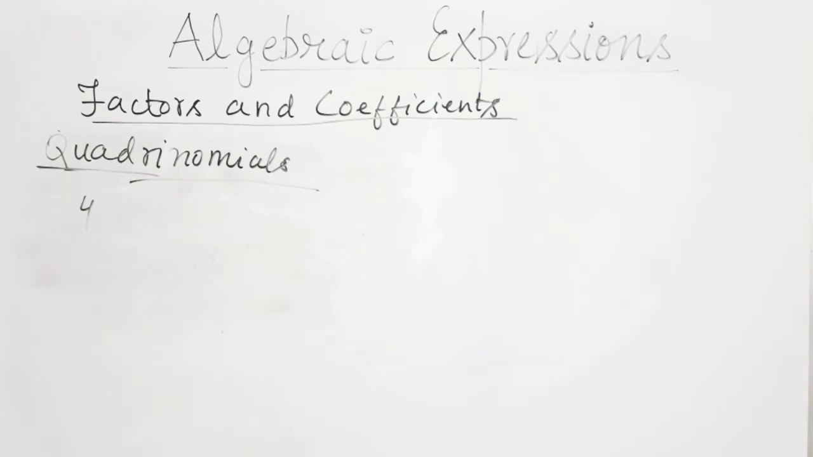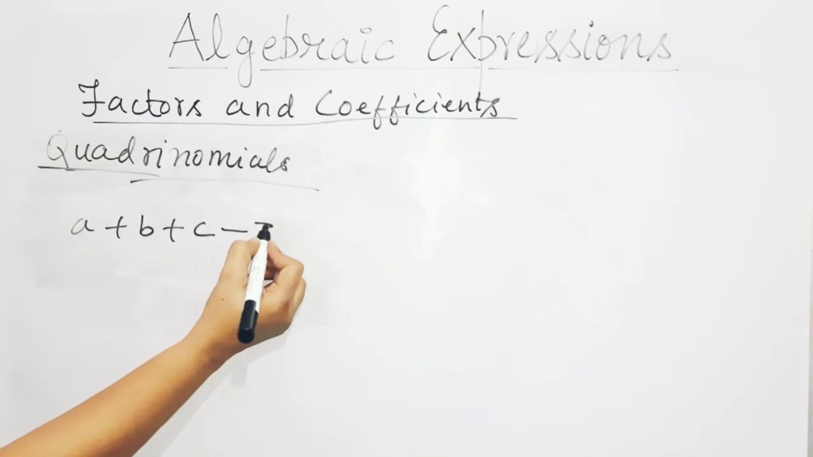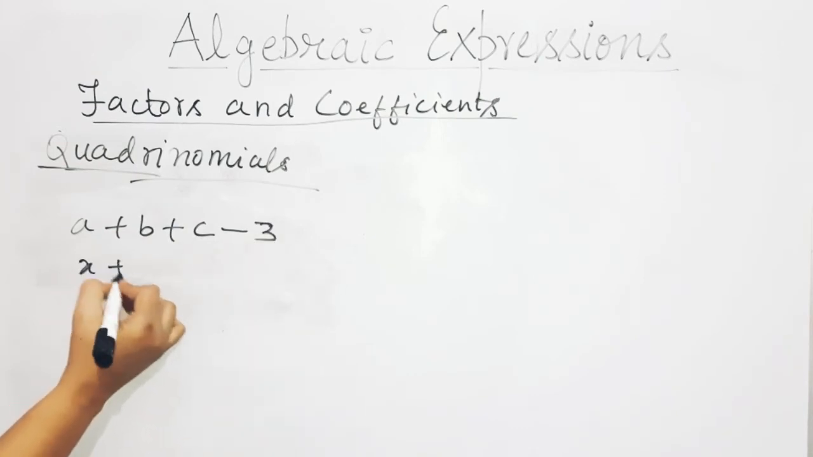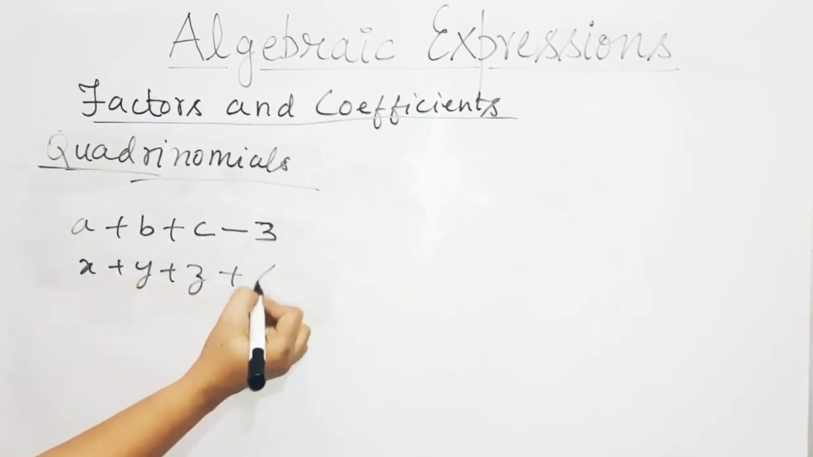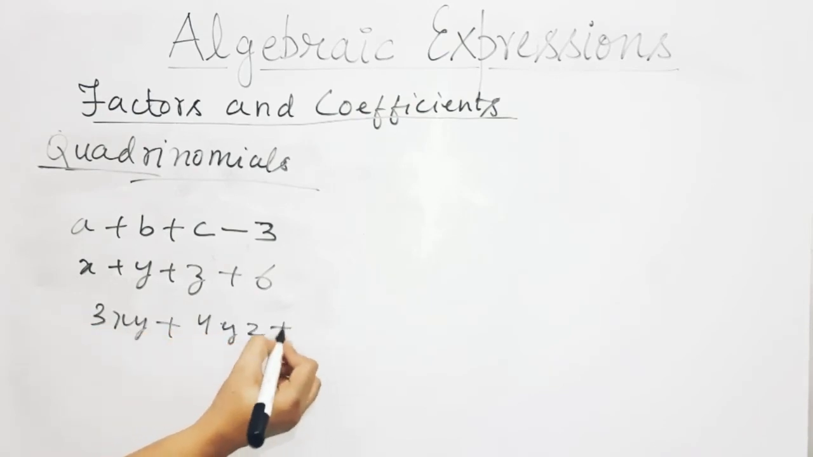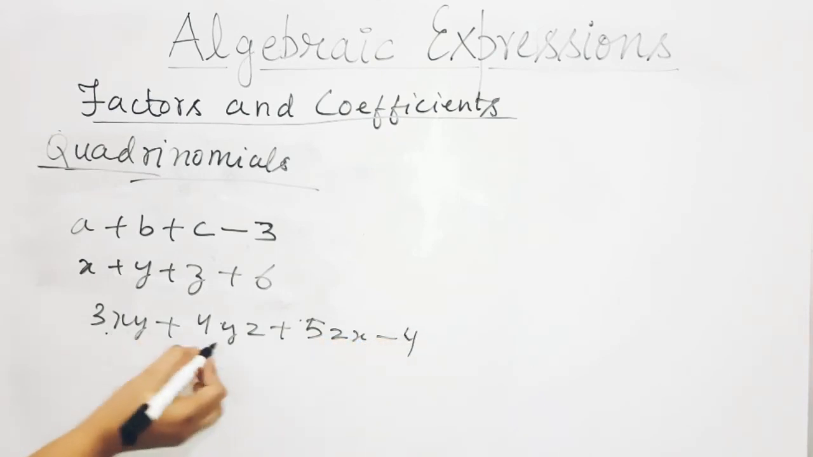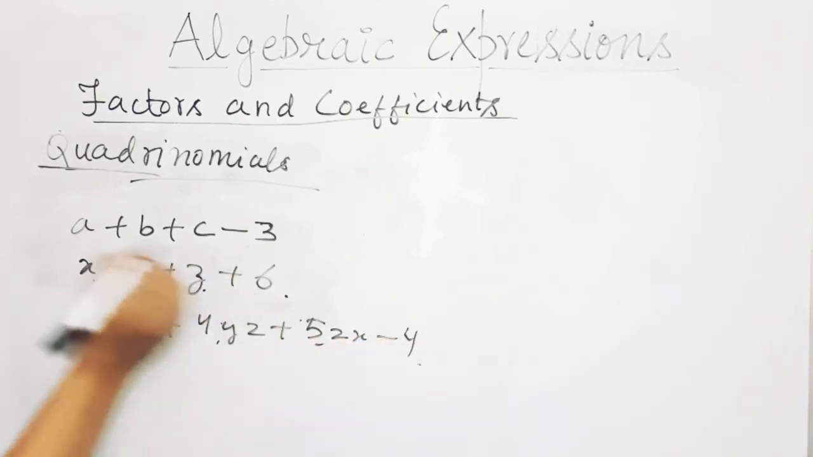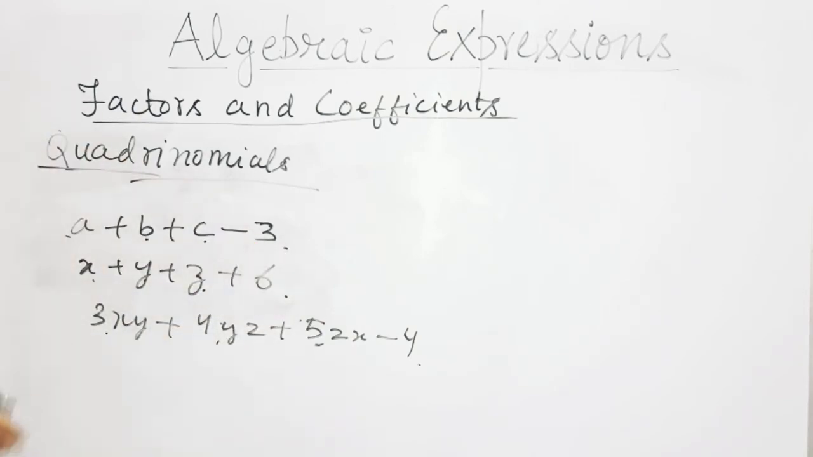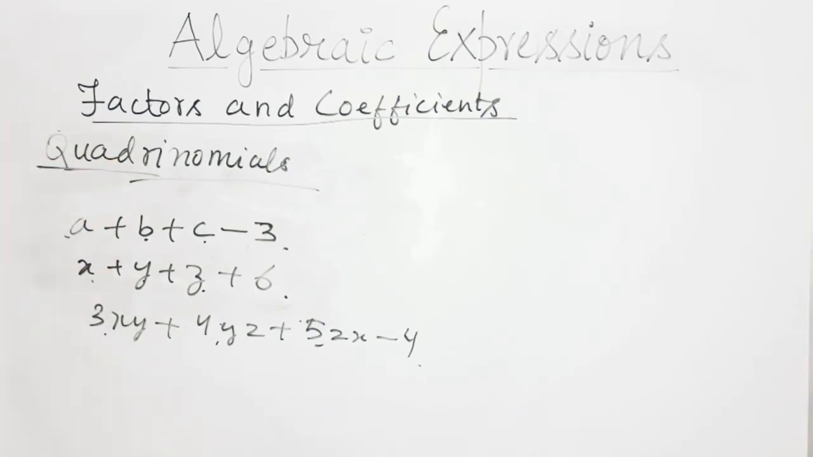Now for quadrinomial, the examples can be a plus b plus c minus 3, x plus y plus z plus 6, 3xy plus 4yz plus 5zx minus 4. 1 2 3 4, 1 2 3 4, 1 2 3 4. So each and every algebraic expression is having how many terms? 4 terms. Okay. Now the last one, that is polynomials.